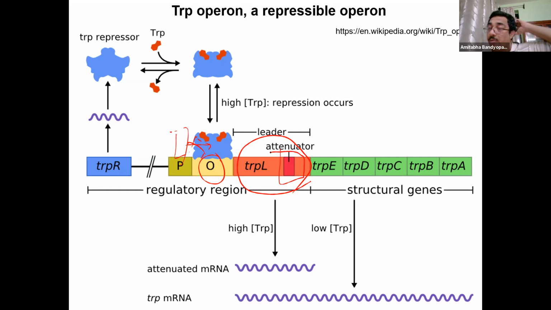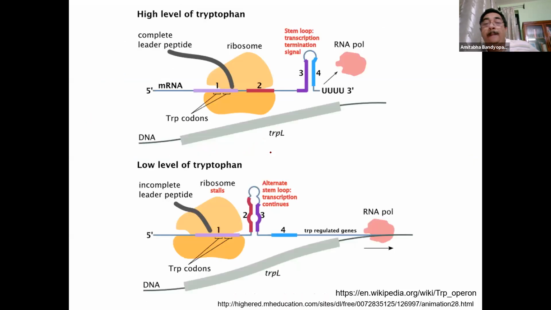Attenuation method to reduce. Okay, an attenuator is there. We will see what the attenuator is and what the trip leader is, etc. So what is this leader sequence? Somewhere here the polycistron will start, E, D, B, E, G, C, D, A, they will start here. Even before that, there is a proper reading frame. There is a start site and there is a stop site.